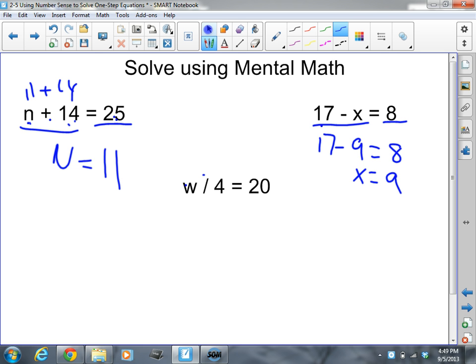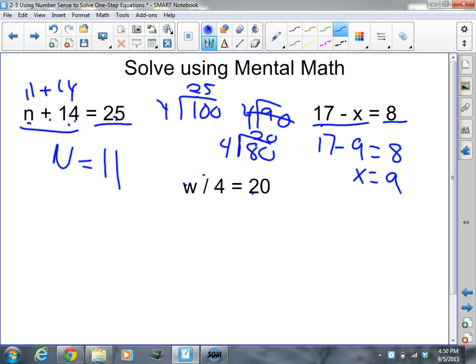So let's try some numbers. Let's go 100. 100 divided by 4 is only going to be 25. Ooh, that's pretty close. Let's get even smaller. How about 90? Oh, that's not going to be even, is it? So that's not going to work. Ooh, how about 80? There we go. 20 times 4 is 80. So w is equal to 80.